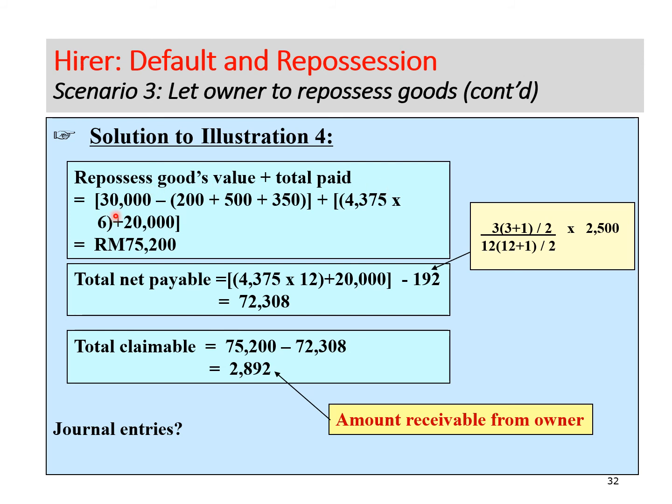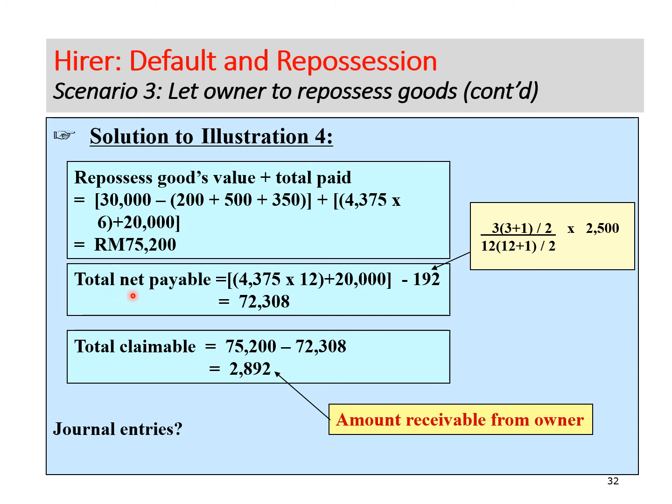The repossessed goods value as stated in the question is 30,000. Then you minus the storage, reselling and repossession costs: you minus 200, 500 and 350, and then you plus the total amount that has been paid by Shelix Berhad, which is 4735 times the 6 installments paid from January until June, plus the deposit. The amount that you will get is 75,200.